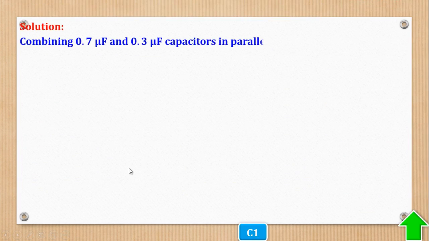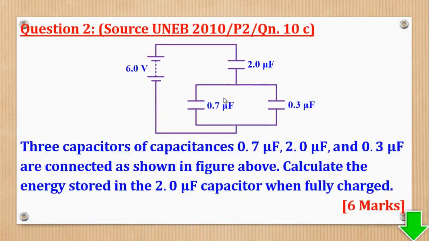So first is to get the effective capacitance. So we are going to combine capacitors 0.7 and 0.3 in parallel. So I think we realize that these ones are in parallel because if charge flows up to here, it has to divide, one this side and one this side. Now because charge is divided, it implies that these two are in parallel. So we are going to first combine them to get one capacitance in parallel.